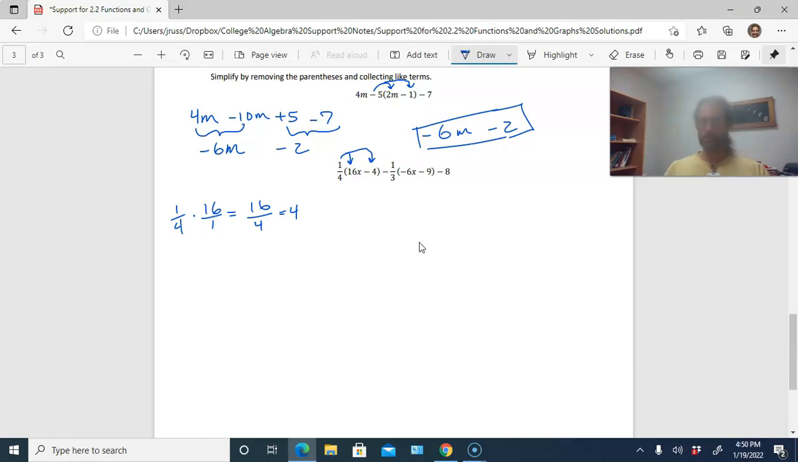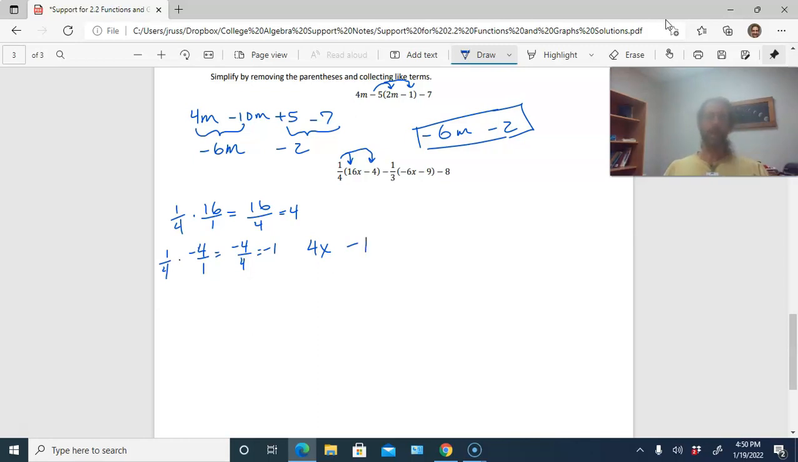So that's going to give 4x. You got to keep the variable. But now when we multiply the 1/4 to the -4, I'll do this one on paper as well. 1/4 times -4. Put that 4 over 1. And go straight across. 1 times -4 is -4. 4 times 1 is 4. And -4 divided by 4 is -1. Okay? So that's just going to become a -1.